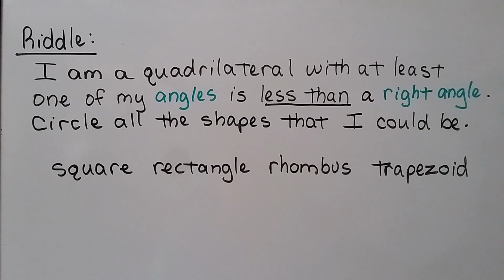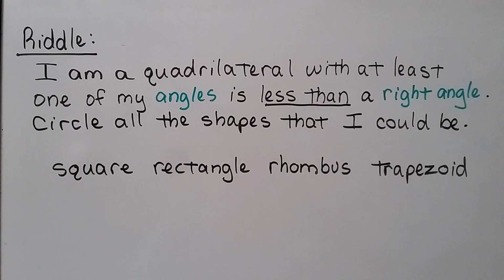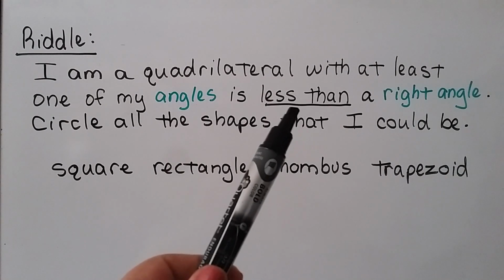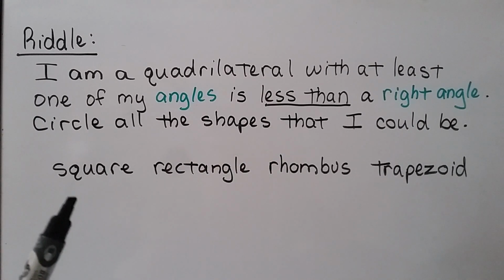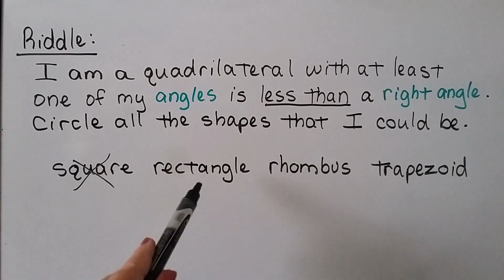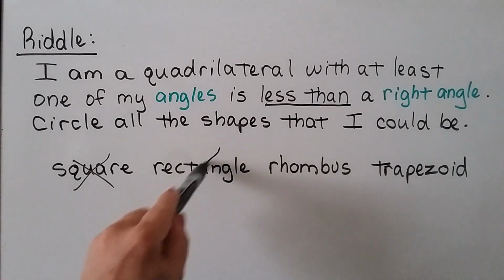Here we have another riddle. I am a quadrilateral with at least 1 of my angles less than a right angle. Circle all the shapes that I could be. Could it be a square, a rectangle, a rhombus, or a trapezoid? If we're not sure, we can compare them to squares, rectangles, rhombuses, and trapezoids. It says one of my angles is less than a right angle, so it can't be a square because a square has 4 right angles. So it's not a square, and a rectangle has 4 right angles, so it's not a rectangle.